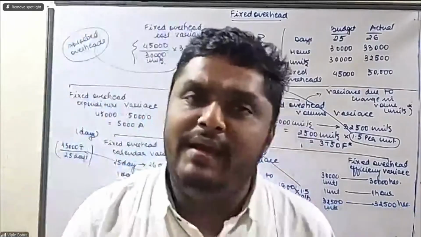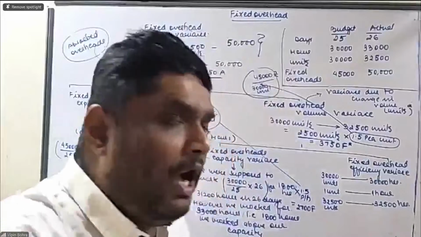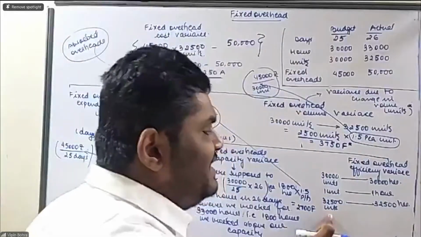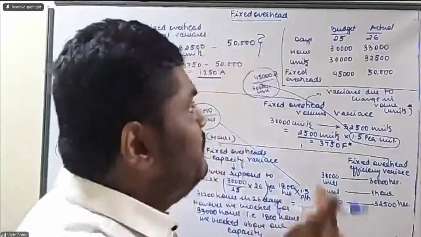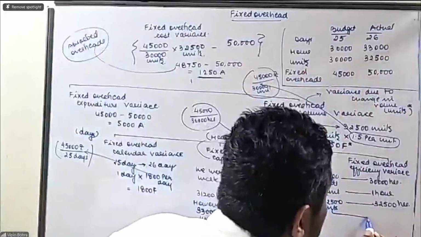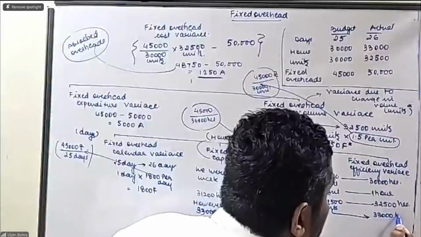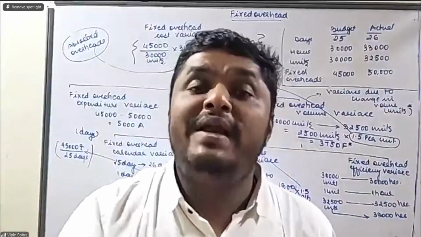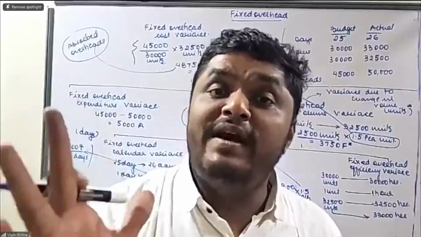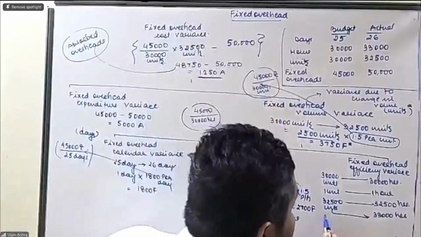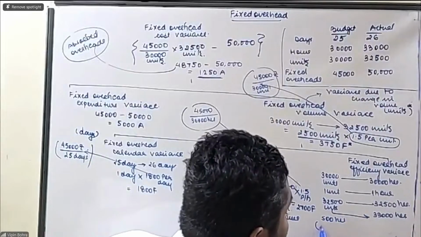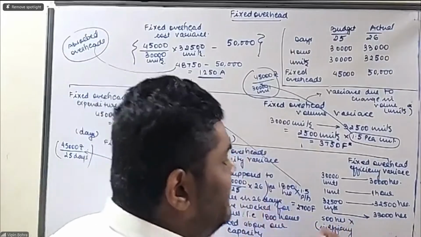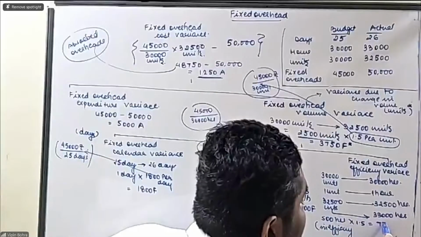One unit should take 1 hour. So 32,500 units, how many hours should we have taken? 32,500 hours. But to manufacture these 32,500 units, the actual hours we consumed is how much? 33,000 hours. So the work that should have been done in 32,500 hours, we completed in 33,000 hours. 500 hours is my inefficiency. Since it is hours, we will be taking the rate per hour. So this will be 750 adverse.